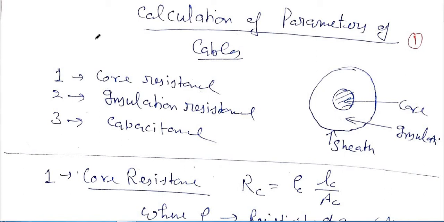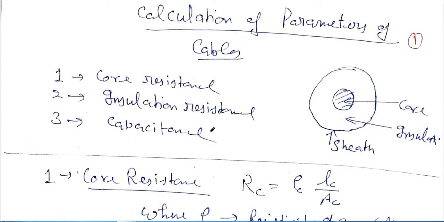So in this video we'll discuss the calculation of parameters of the cables. This video consists of two parts. In one part we'll discuss the core resistance and insulation resistance, and in the second part we'll discuss the capacitance.